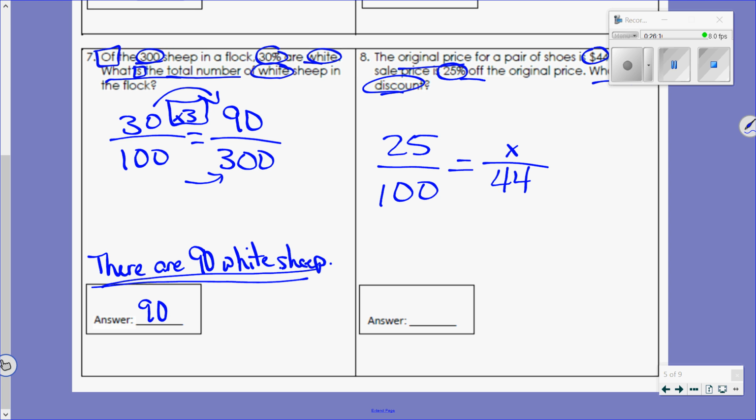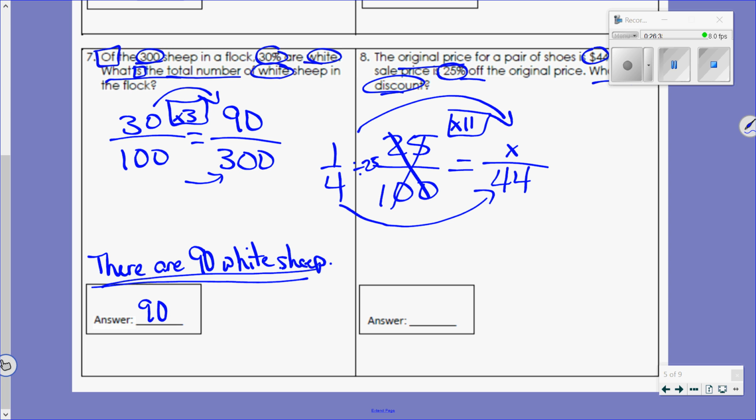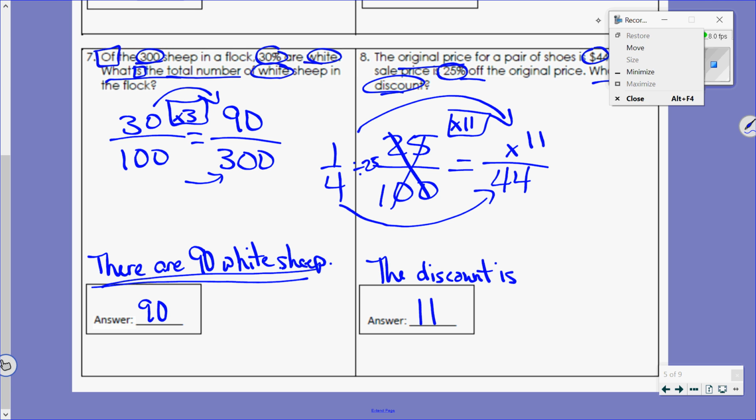Is the 100 going to go to 44 easy? No. Nope. So let's try to step down. Divide by 25. So you sat in one step, great. If it took you 2 steps, you still got there. How do I go from 4 to 44? What's our mystery box? Times 11. So I do 1 times 11, and I get 11. The discount is $11. Actually, let me double check that. Yeah.